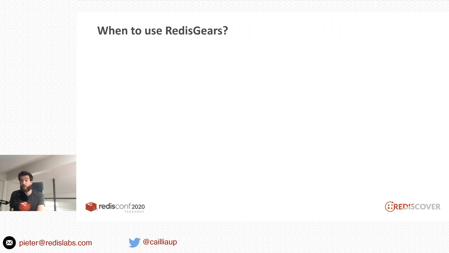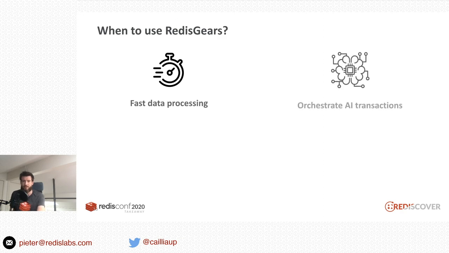So you could ask, when should I use RedisGears? The first use case is fast data processing. There's always a higher demand to process data faster, right? Because there's data locality, you don't have to fetch that reference data in your stream processing engine. You can run it within Redis. Fast data processing is a good use case for RedisGears.